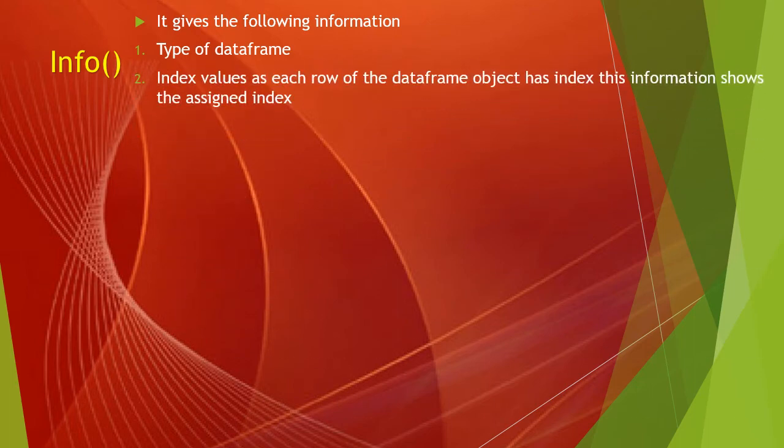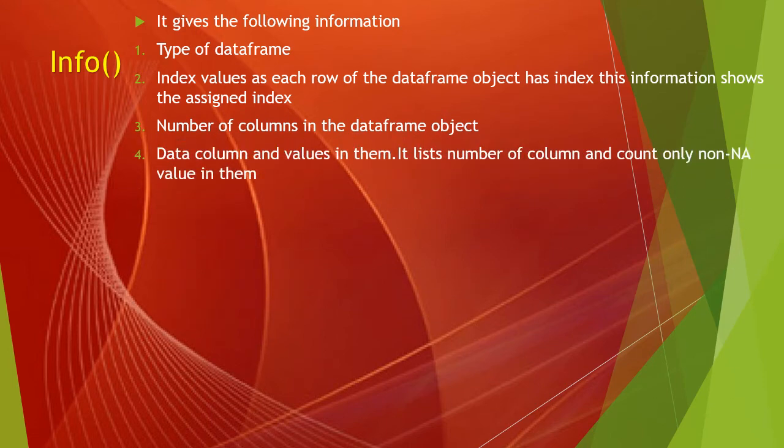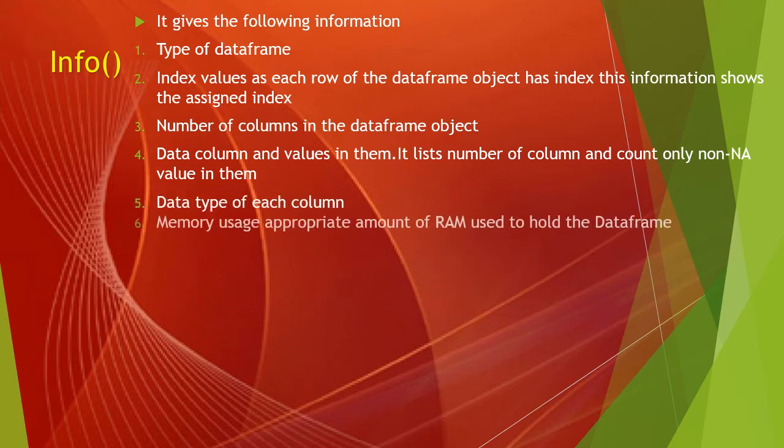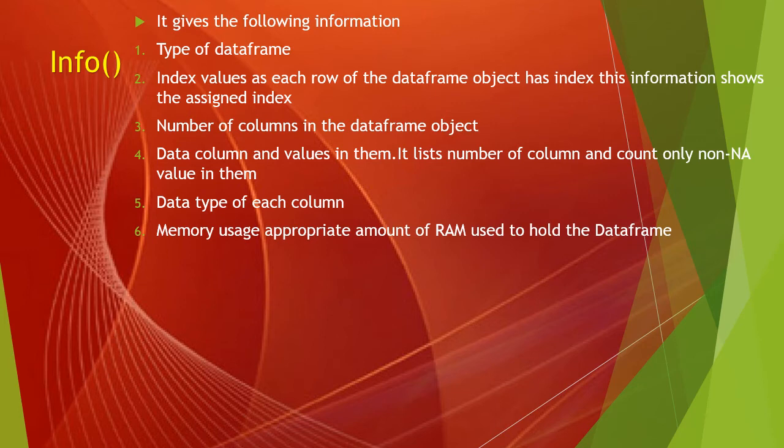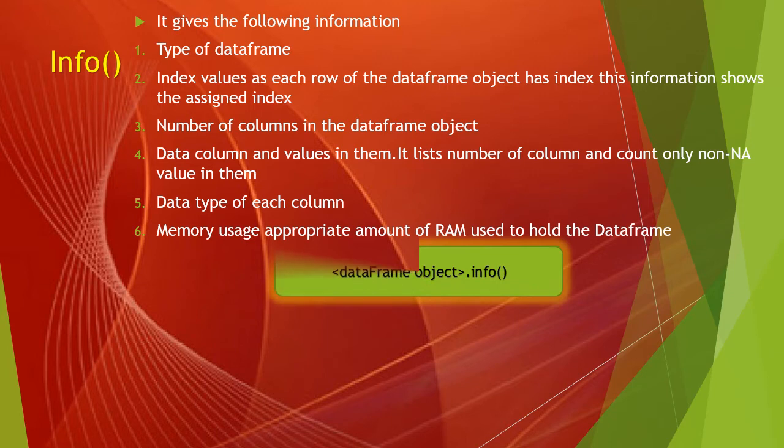Next, the info function. The info function displays the information: the type of data frame and the index values of each row. What index is assigned will be displayed, the number of columns will be displayed, the data columns and the count of non-null values will be displayed, the data types of each column will be displayed, and how much memory is used by the particular data frame object will also be displayed. So the general form for the info function is data frame object dot info.